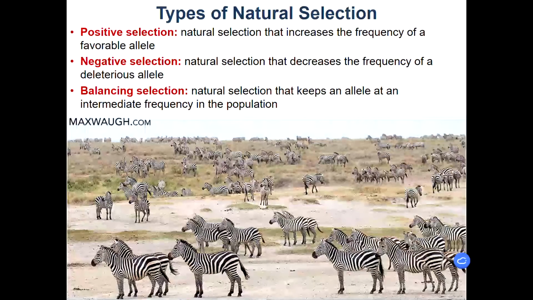And then we have balancing selection. And this is when natural selection keeps an allele at an intermediate frequency in a population. So we're not going to either extreme, we're balancing it in the middle. So if we're thinking about, we have a herd of zebras here. Does anybody know why zebras have stripes?